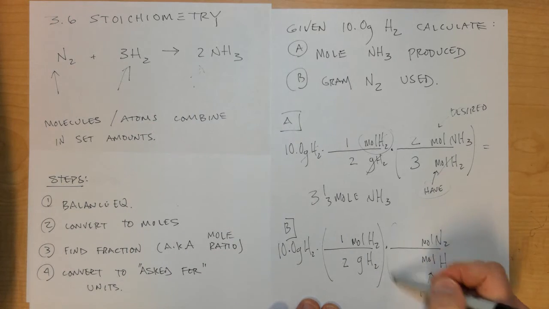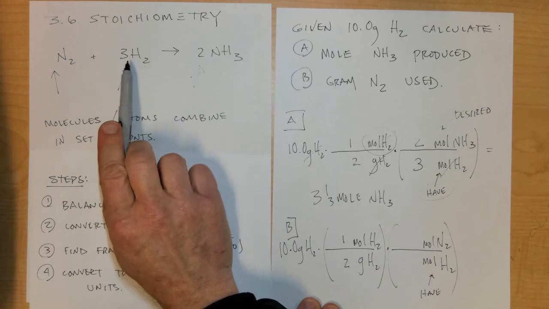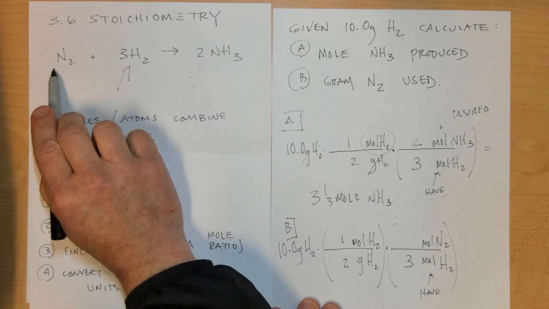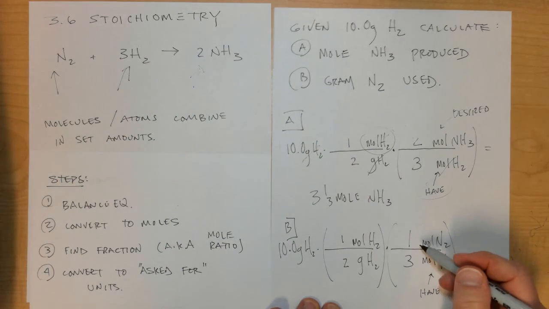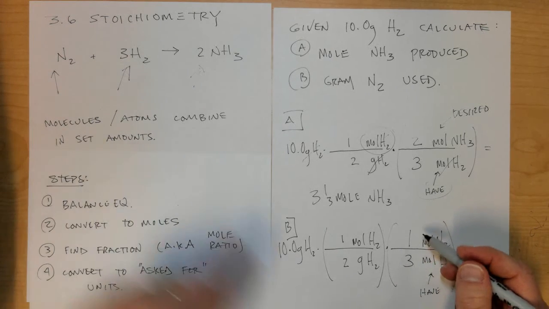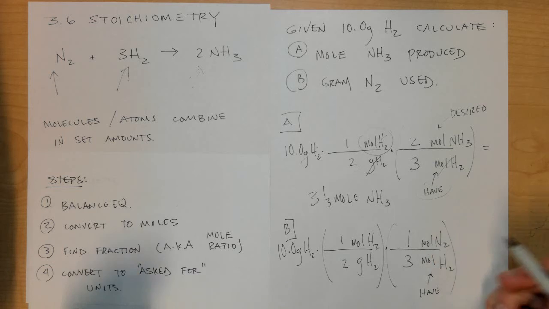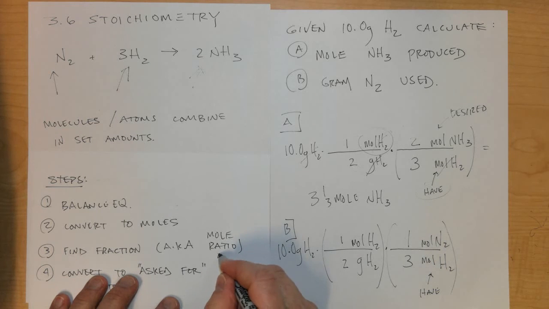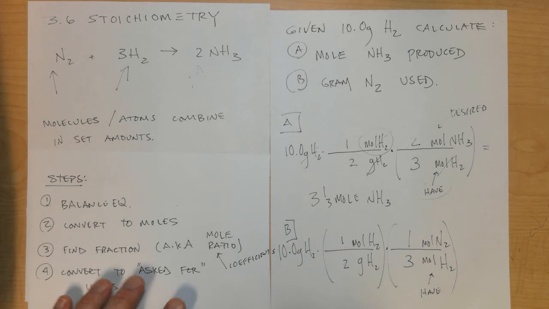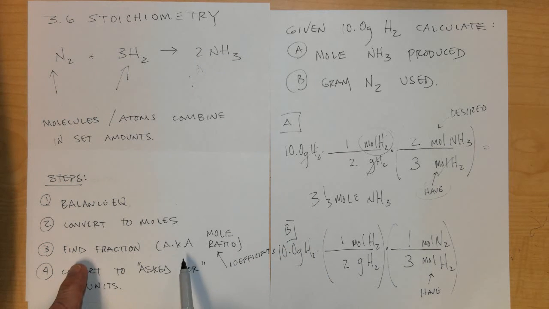To find the numbers for these, then, I'll look at the balanced equation and I'll say for every 3 H2, which goes right here, there's 1 N2. For every 3, there's 1. These numbers came from the balanced chemical equation. These are the coefficients, and they go in here for number 3. If you want to write yourself a little note right here, you could say, find these from the coefficients from the balanced chemical equation. That's where these numbers come from.